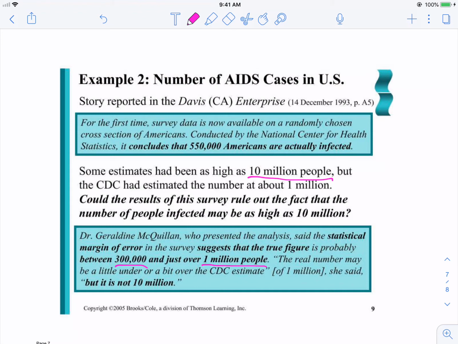Right? So we're given essentially a confidence interval here ranging from 300,000 to 1 million people. But to get a number as high as 10 million, that is far beyond the scope of that confidence interval. Finally, kind of giving some credence to some actual values, that you're not getting these outlandish estimates of 10 million that had been there before accurate data was available.